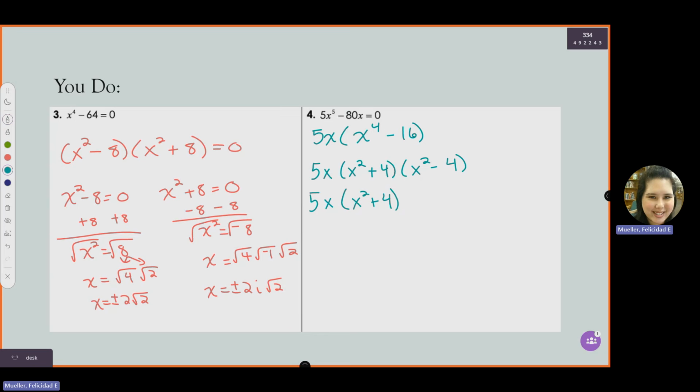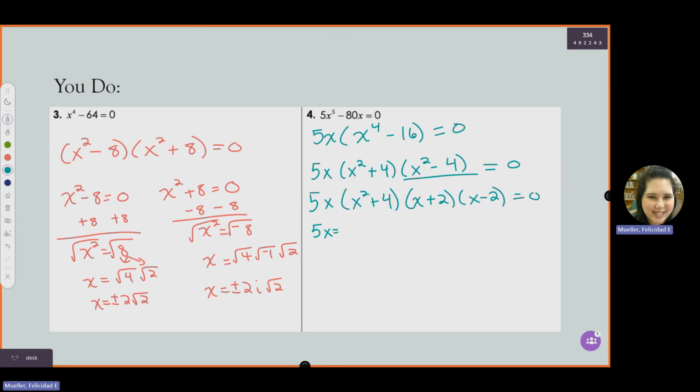We have another difference of squares here: x plus 2, x minus 2. When the directions in the notes say factor completely, this is what they mean: they want to make sure you have as many factors listed as possible, and they should be equal to 0. Now that it's factored completely, we're going to set everything equal to 0.